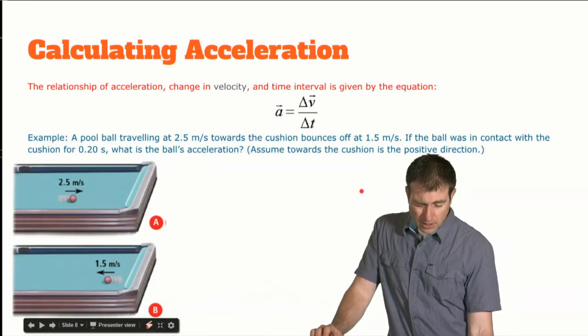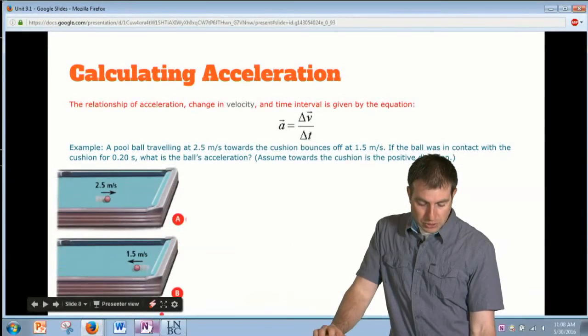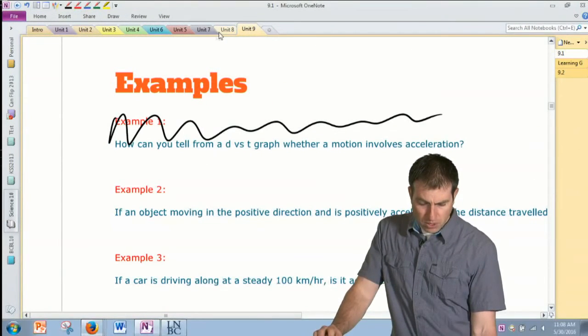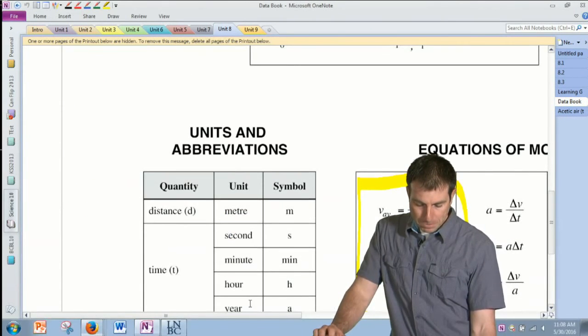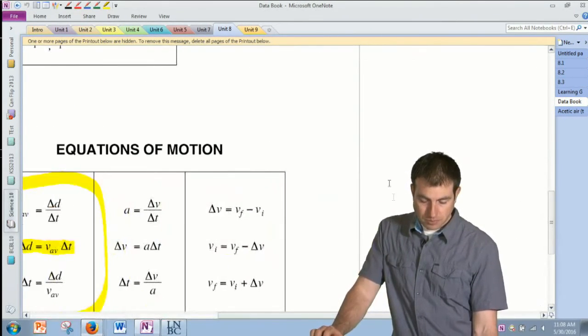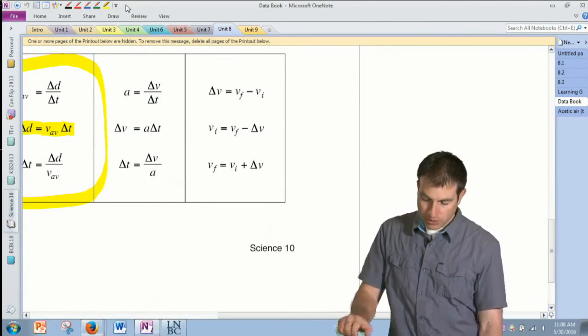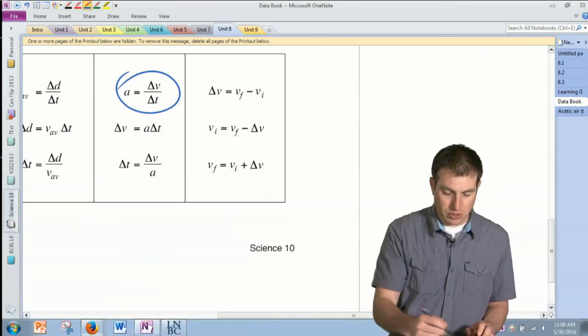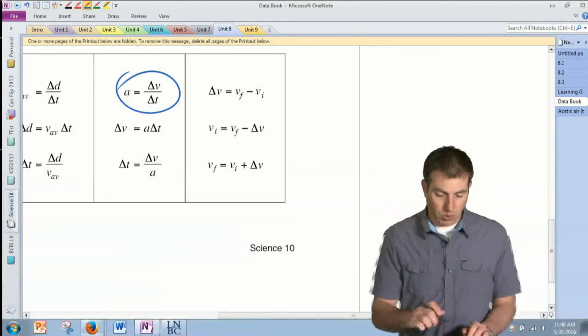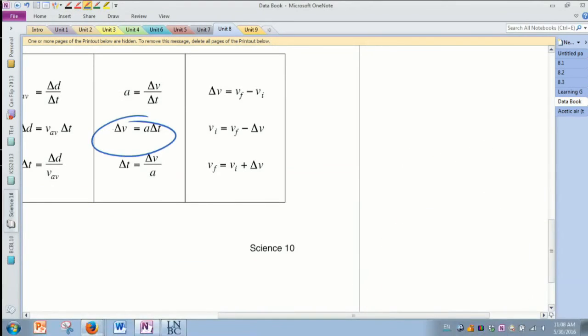The last three sets of formulas we have: acceleration is change in velocity over change in time. And we describe this as the rate of change of velocity. So if I go to your data booklet on the bottom, you can see that we have these formulas for acceleration. Acceleration is change in velocity over time. If you want to solve for velocity, it's acceleration times time. And if you want to find time, it's velocity divided by acceleration.